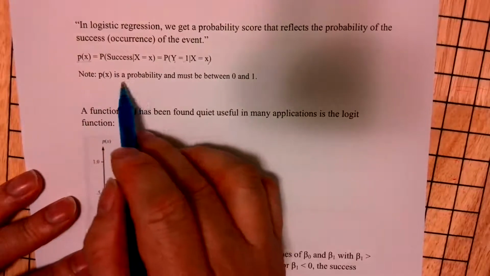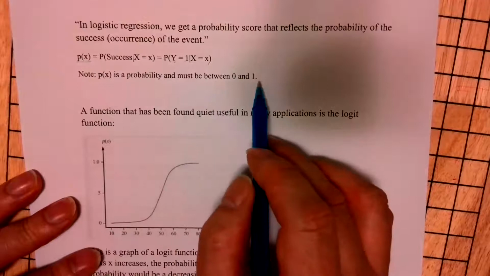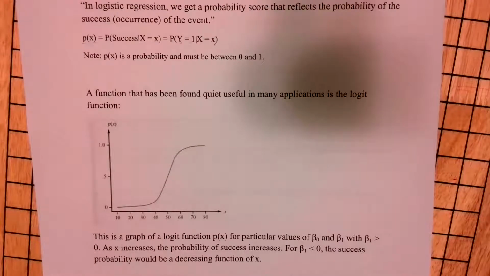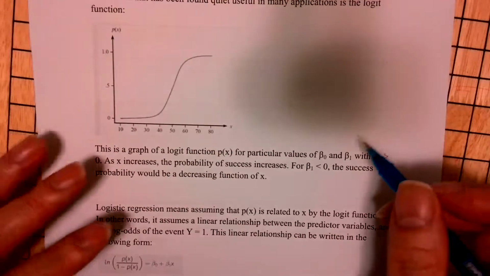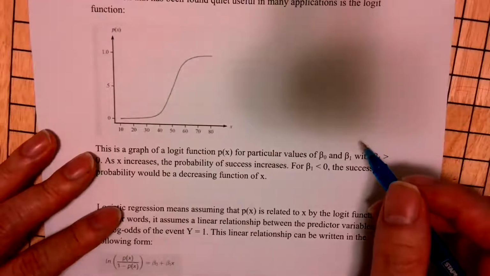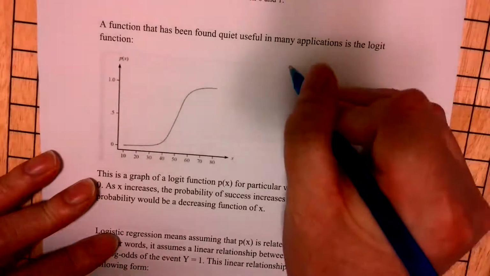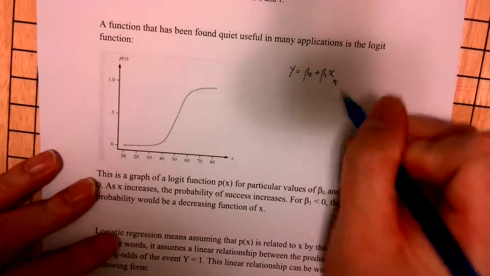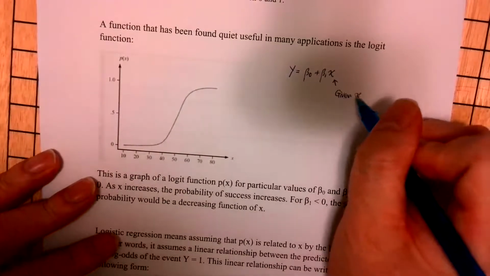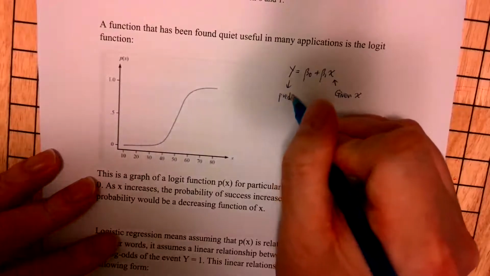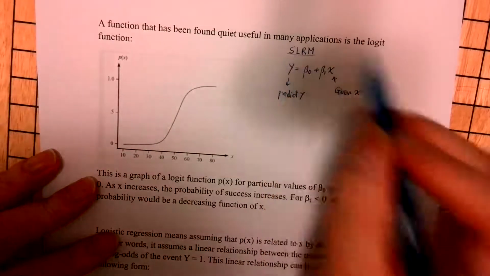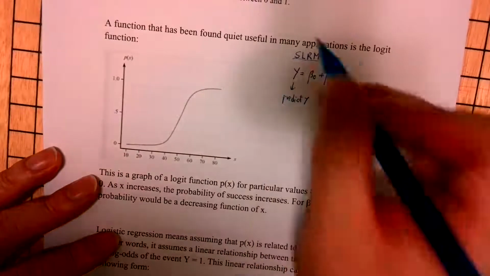Note that P(x) is a probability and must be between 0 and 1. Now, to model this kind of question, we cannot use the usual least squares regression model, for a couple of reasons. If you run a simple linear regression model, say y equal to beta naught plus beta 1 x, given x, you want to predict y. When you plug in x, you predict y hat.